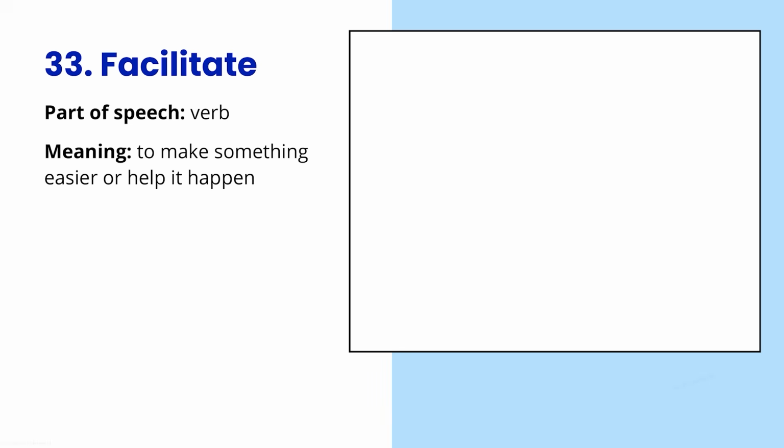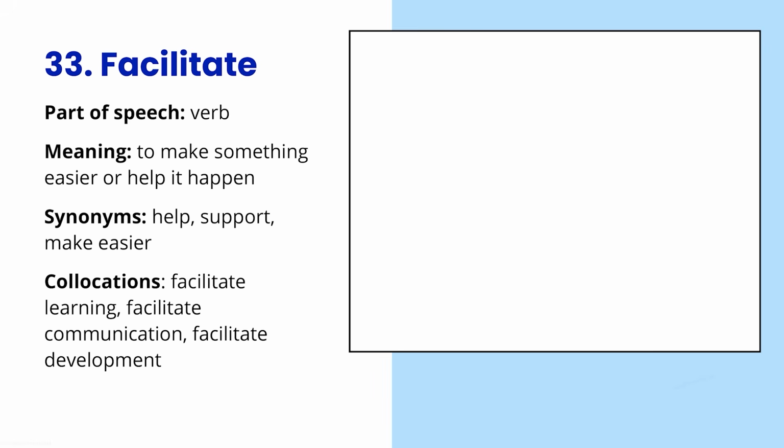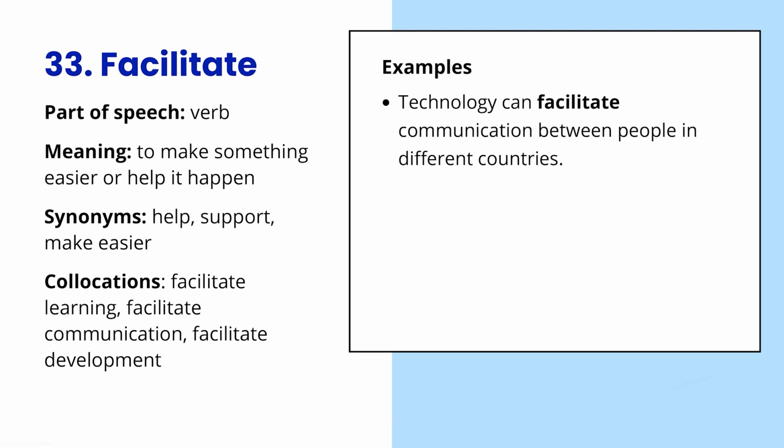Moving on now to 33, which is facilitate. Facilitate is a verb and it means to make something easier or help it happen. Synonyms: help, support, make easier. Collocations: facilitate learning. So this means to make learning much easier or to help learning happen. Facilitate communication, facilitate development. Now let's look at some examples.